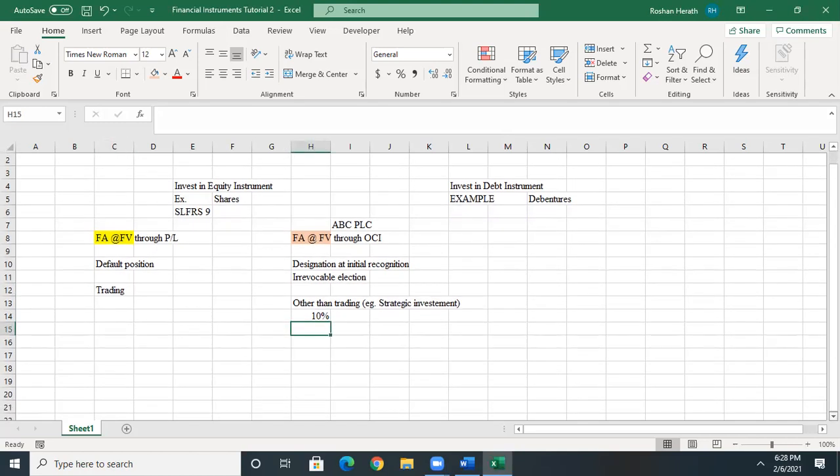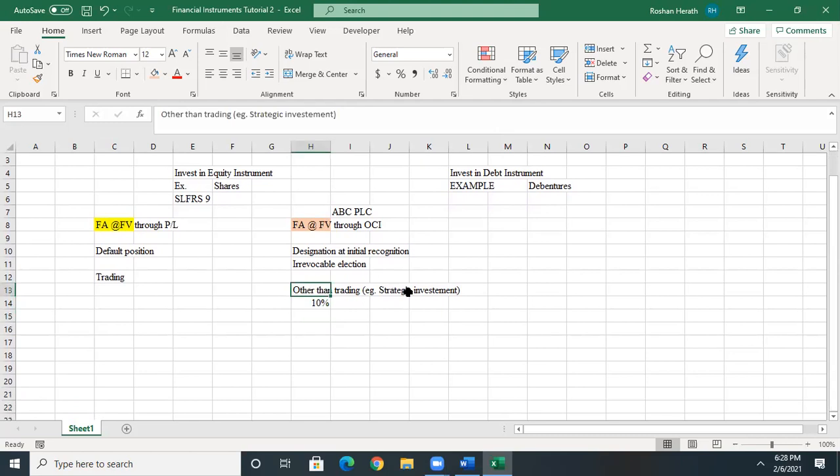Good. If I give you another example, sometimes there can be people who would invest in shares with the purpose of making dividend income. In that particular case, your purpose is to hold that investment and make dividend income. Again, your purpose is not trading. It's a kind of long term. Hence, if you wish, you can designate them as financial asset at fair value through other comprehensive income. Right? These are the two broader categories.